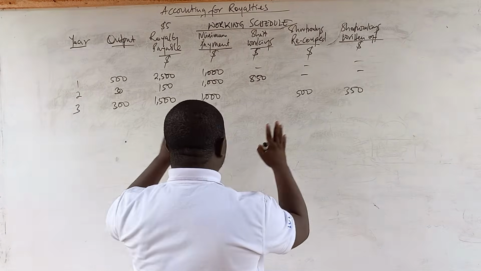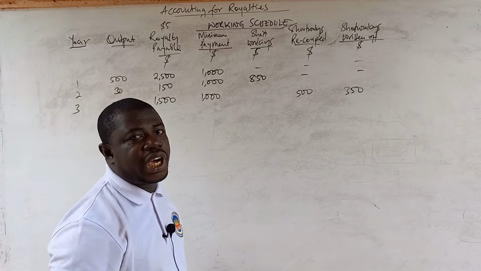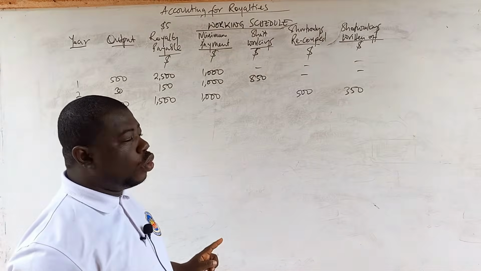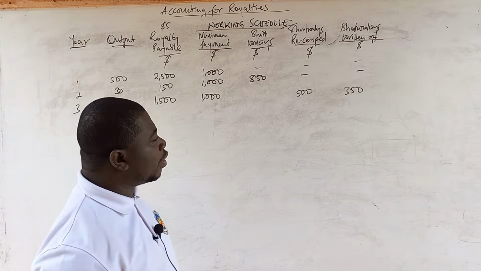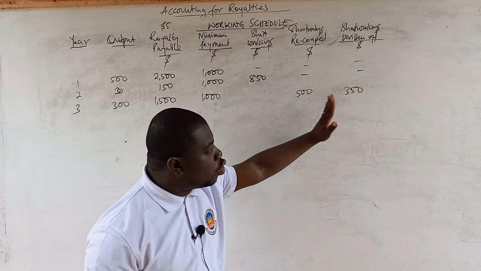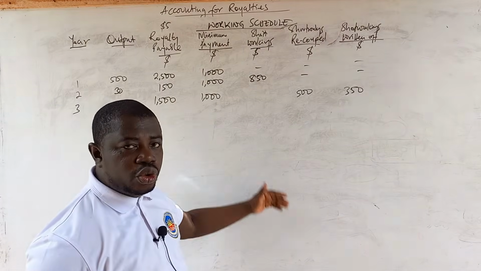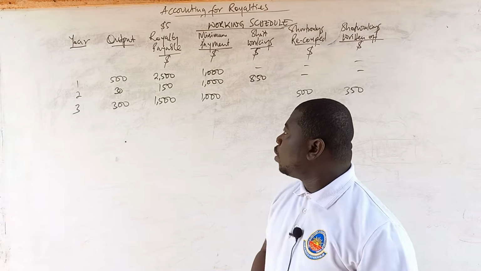Because once you are able to do this very well, that is when you can prepare the accounts very well. If this is not done well, the accounts will not be correct, because the figures that you are using here are what you will use to prepare the accounts. So if you are not able to do this very well, I'm afraid your account will not be proper.